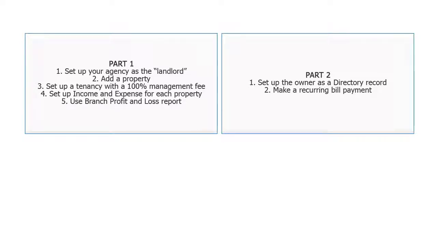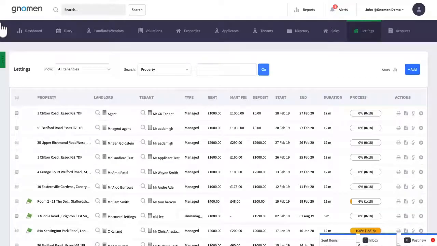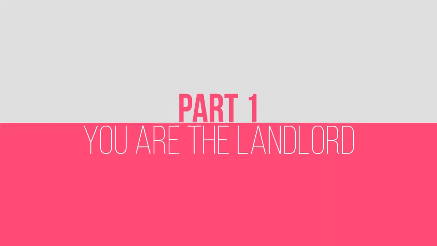Now in the case of a guaranteed rent, you would not be checking the landlord's statement to see what profits you've made from a property. We would use a special report that's called the branch profit and loss, and in order to extract the correct data from this report, we need to create an income and an expense for each guaranteed rent property that we create. Right, let's start with step one.